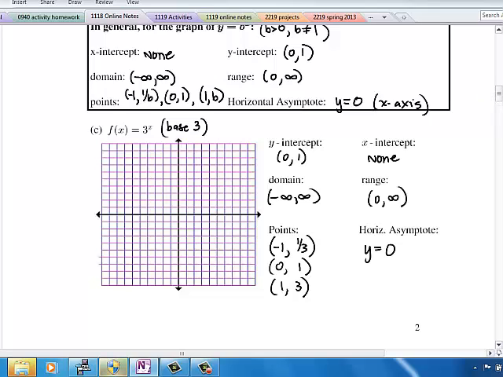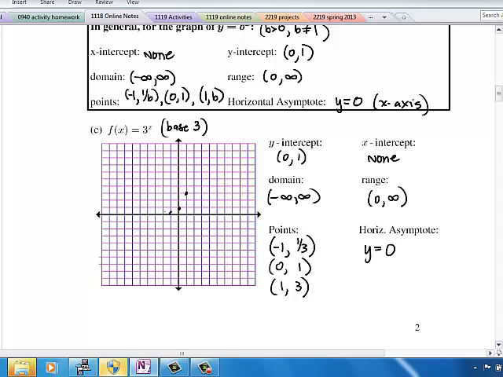So if we plot these 3 points, that'll give us an idea of whether the graph is sloping upward to the right or coming down from the left. So -1, 1/3, 0, 1, 1, 3. And we can see it's sloping upward to the right. And anytime the base is bigger than 1, that's what should happen, because that should represent exponential growth if we have a factor that's bigger than 1 that we're multiplying by itself over and over and over.